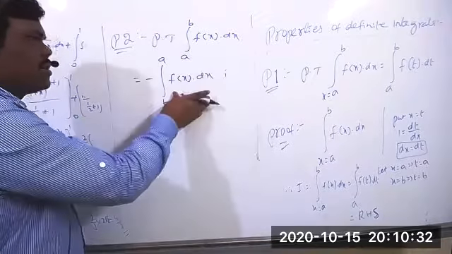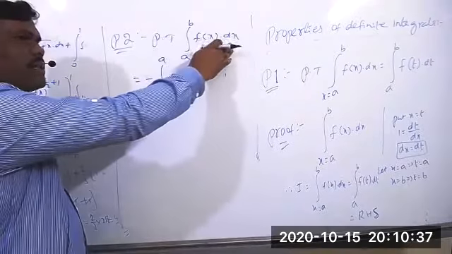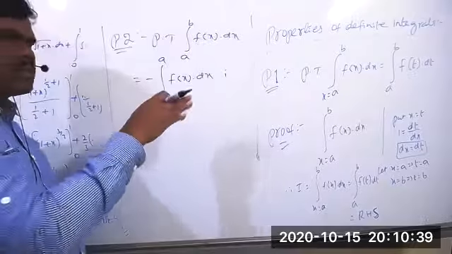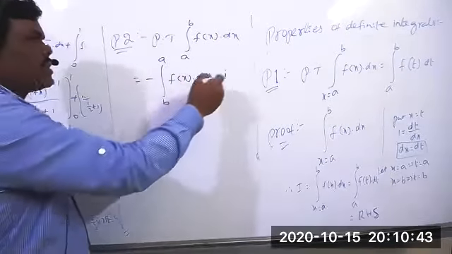This is the property, that's all. What is the second property here now? Integration of a to b f of x dx is equal to minus integration of b to a f of x dx. These are the formulas, property means formulas.